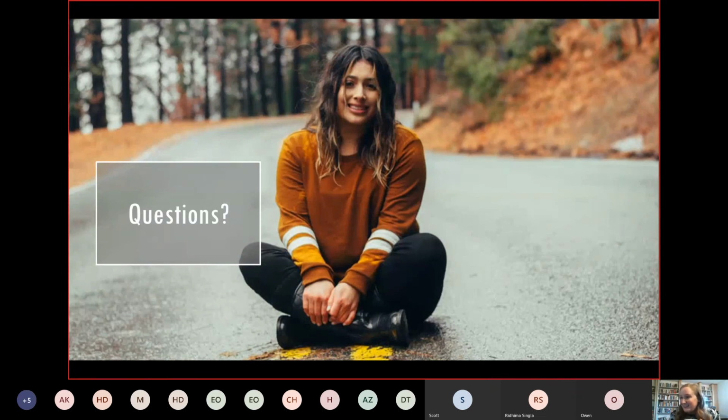It's always so awkward when you're the only one with your mic on, so I'll just sit here and see if anyone wants to type anything. Give it just another moment.